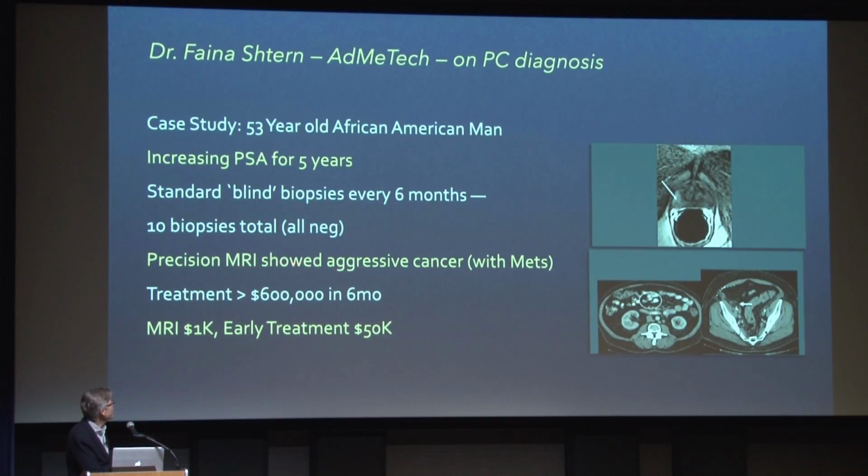Finally, MRI showed that there was aggressive cancer with metastases, and the treatment following that cost more than $600,000 over 6 months. The MRI only cost $1,000. Early treatment would have been much less expensive. By having all these blind biopsies, we just accumulated a tremendous debt load. So we've got the most common human cancer, often not properly diagnosed and leading to very significant costs to society, and MRI is an example of a way to reduce those costs and improve patient health.